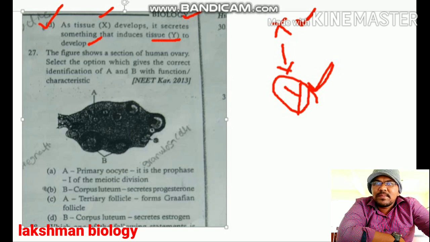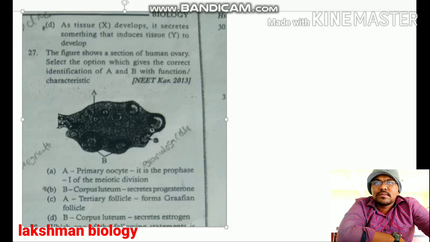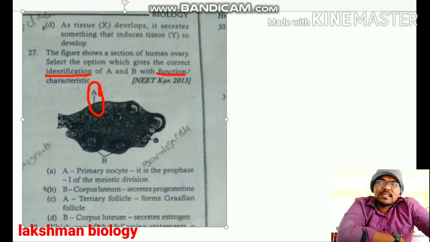Next, question number 27. The figure shows a sectional view of the ovary. Here they gave the sectional view of the ovary and labeled parts A and B. We have to identify in the options which is identified correctly with its function. In option A they say A is a primary oocyte. This A is not the primary oocyte, it is a primary follicle. Hence we can eliminate option A.